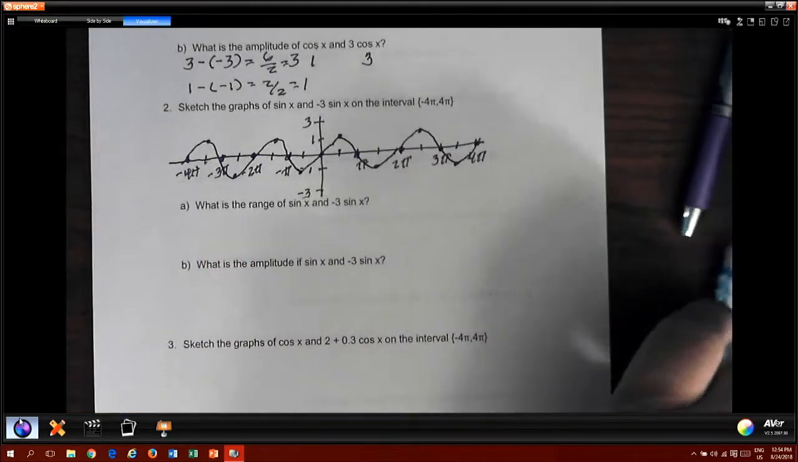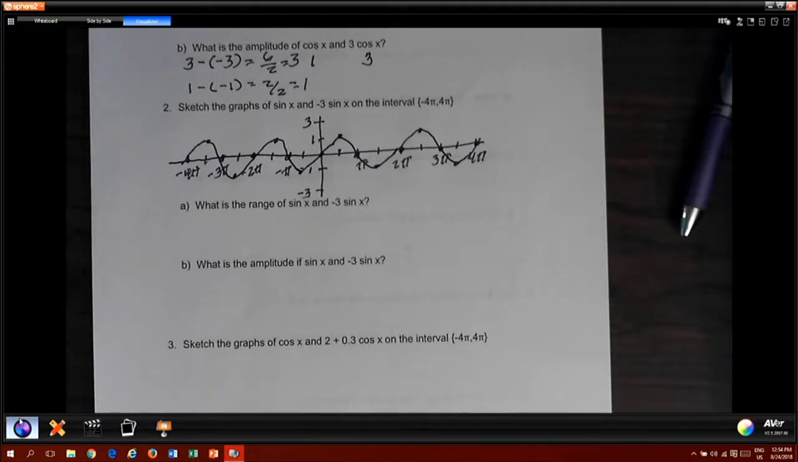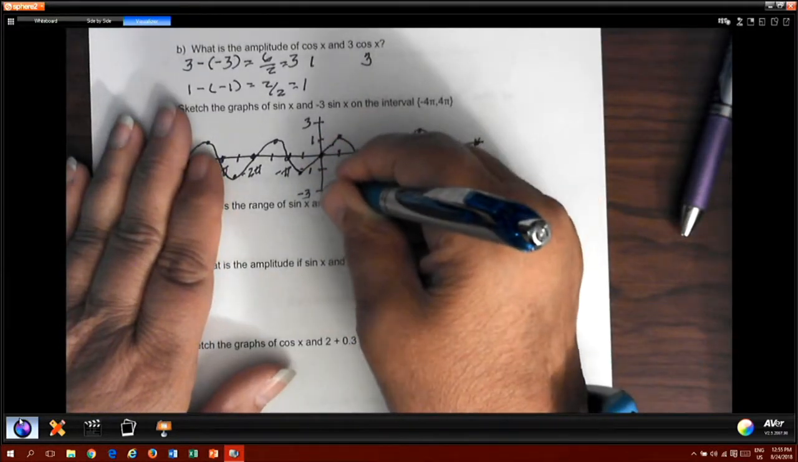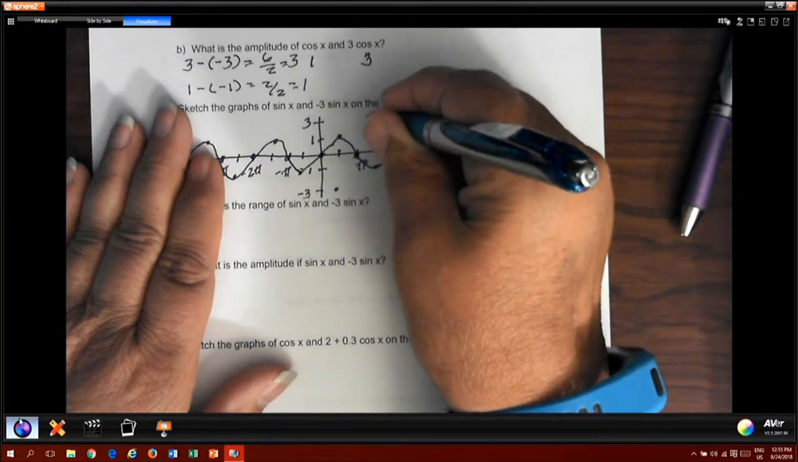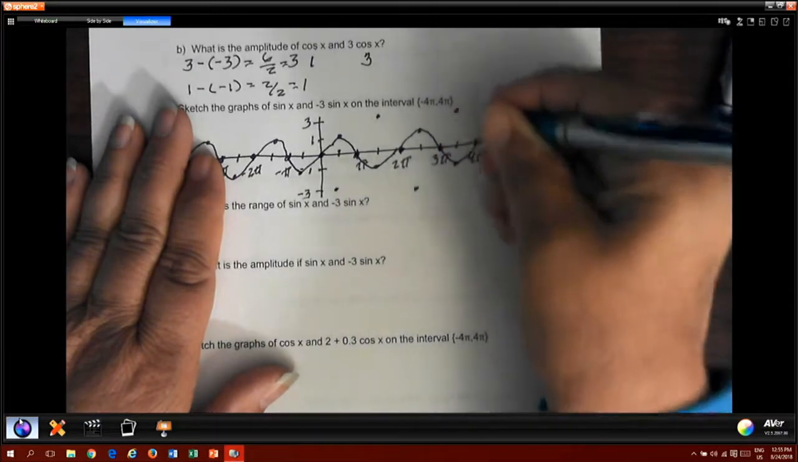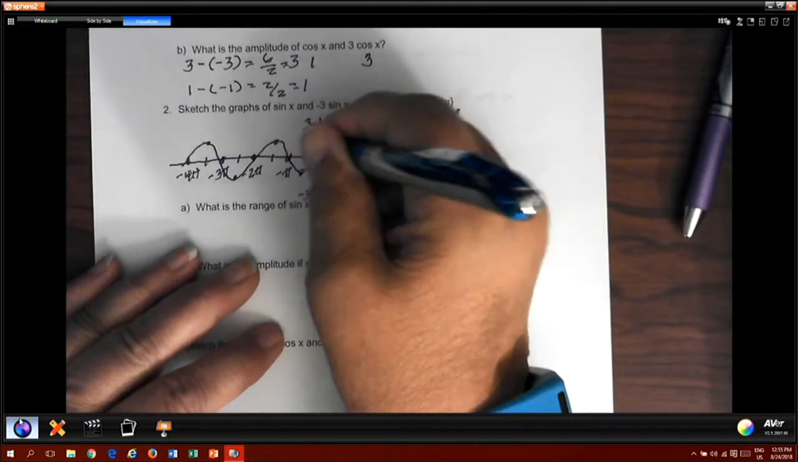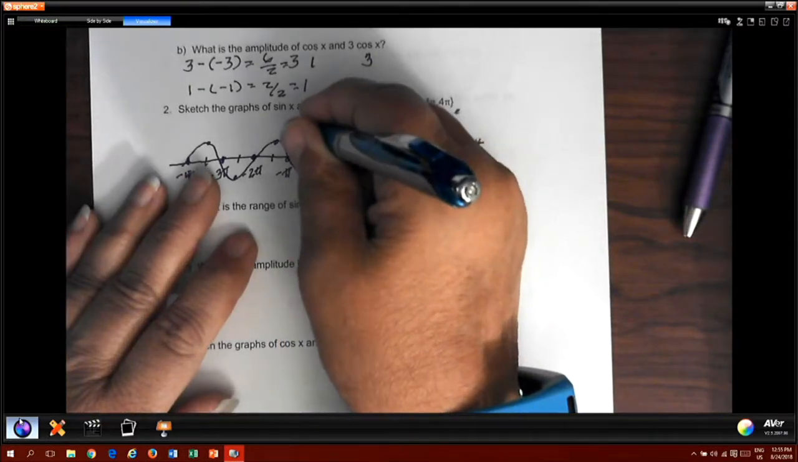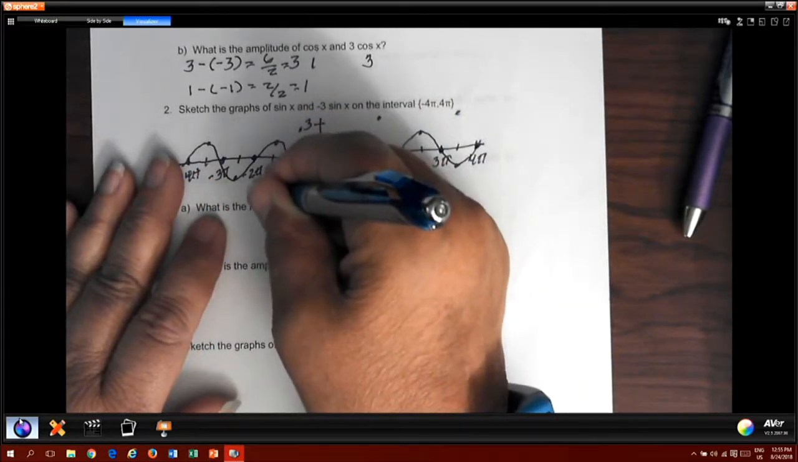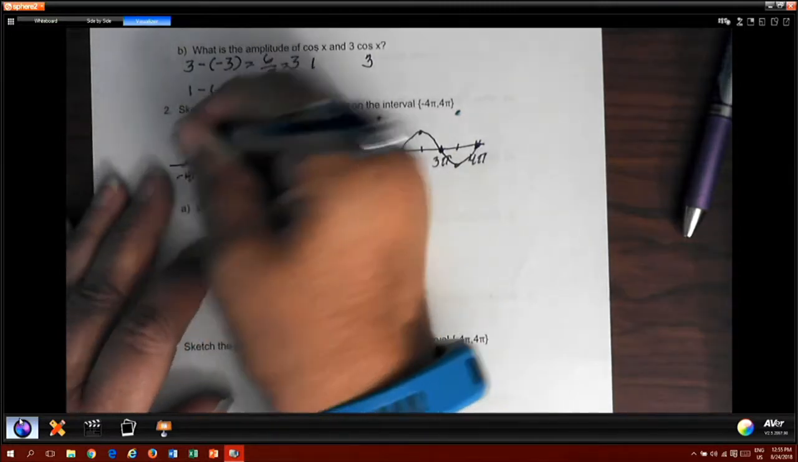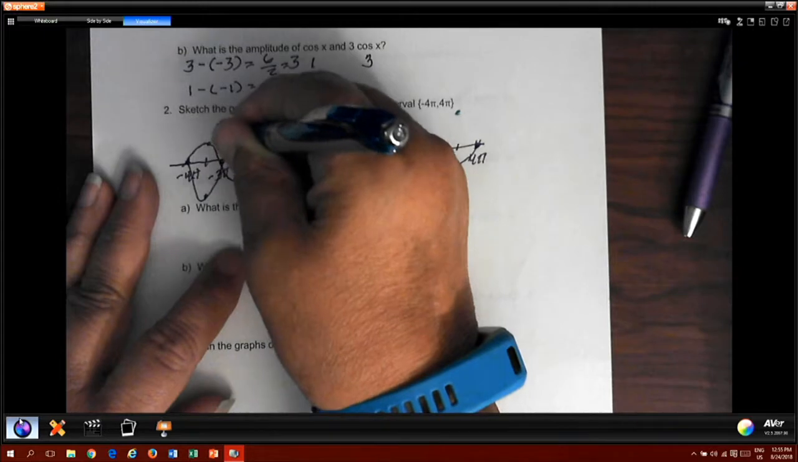Now, with the negative 3, we're flipping over the x-axis, so we have a reflection, which means instead of going up first, we're going down first. So we have negative 3, 0, 3, 0. Negative 3, 0, 3, 0. So it looks something like this.